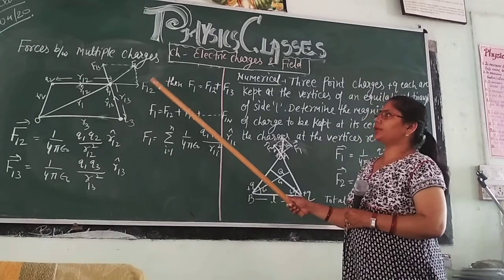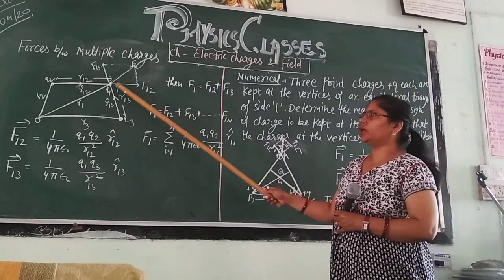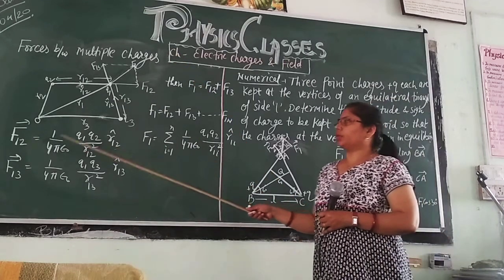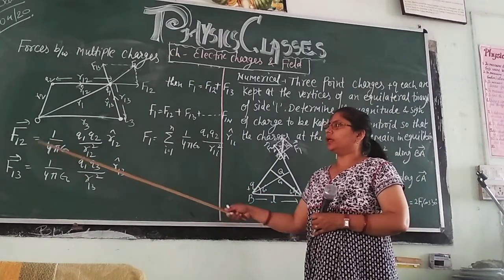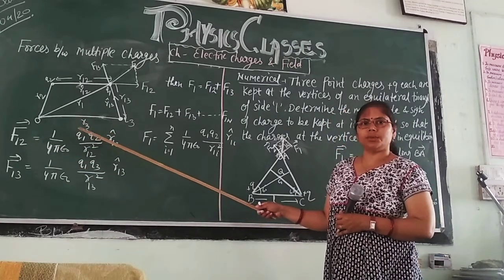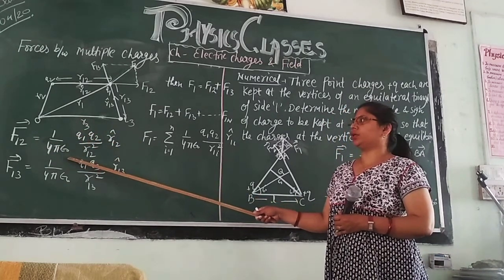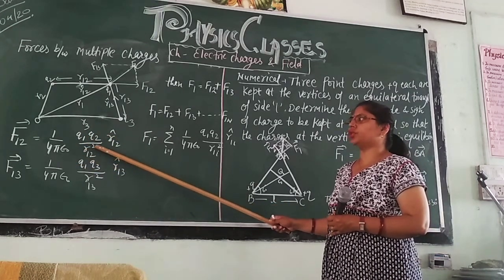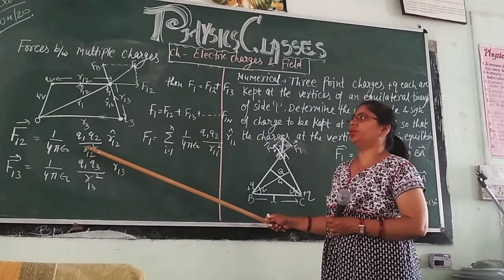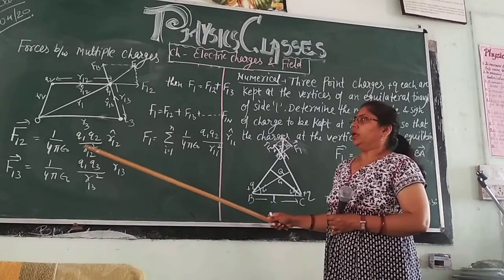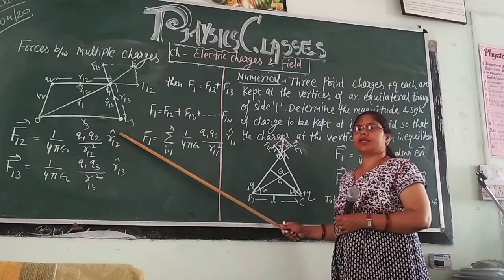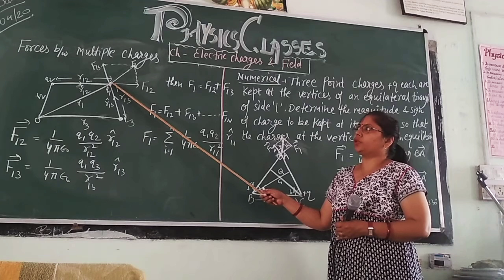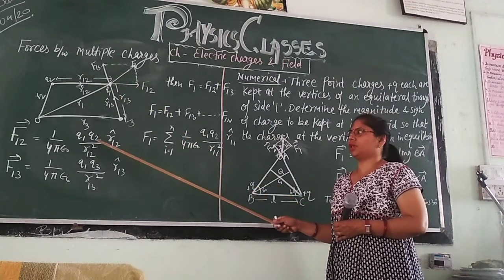There are two forces, F12 and F13, on Q1 due to Q2 and Q3. Then we have to calculate the forces F12 and F13. F12 is equal to, again using Coulomb's law, 1 upon 4 pi epsilon naught Q1 Q2 upon R square. In vector form, this is R12 square, because the distance is between Q1 and Q2. And R12 cap shows the direction of force. These forces are repulsive, because Q1 and Q2 both are positive charges.